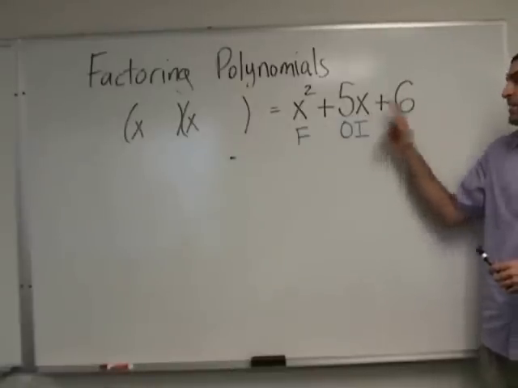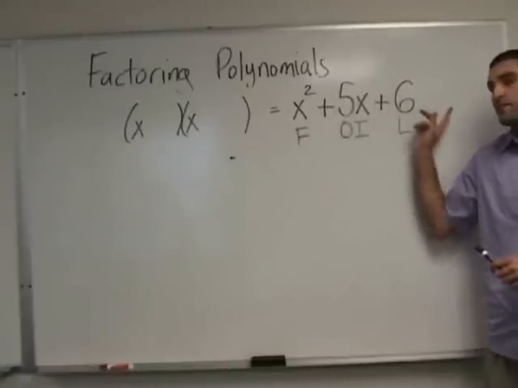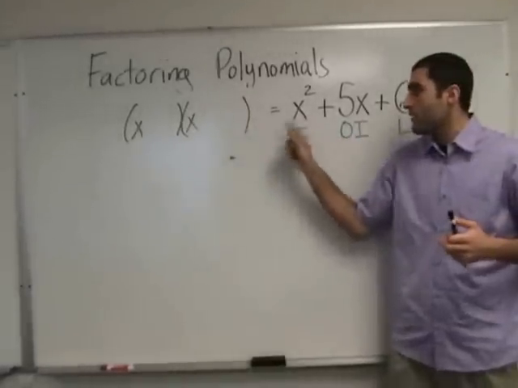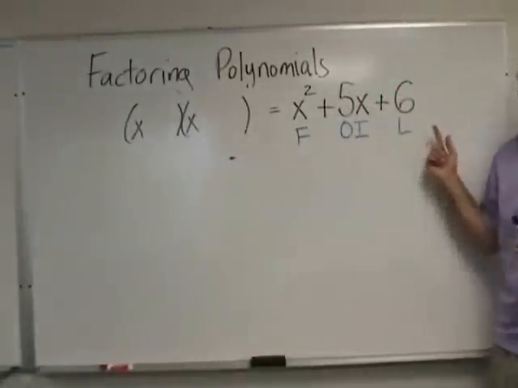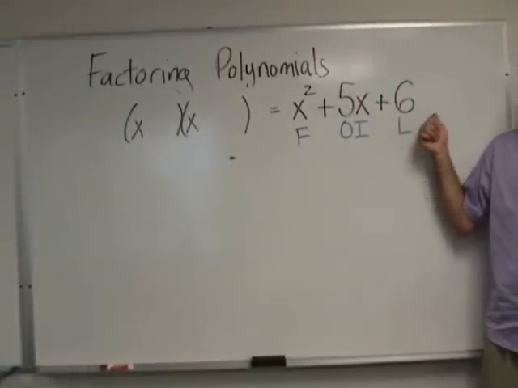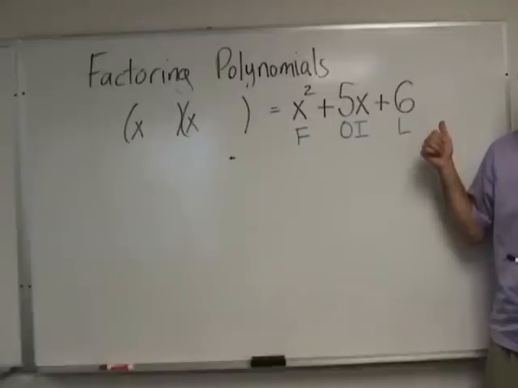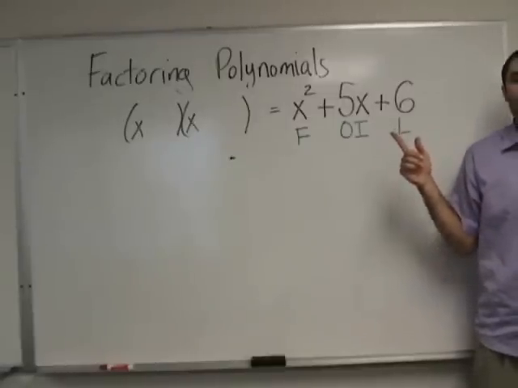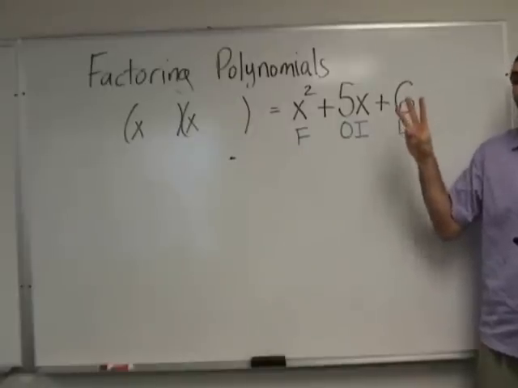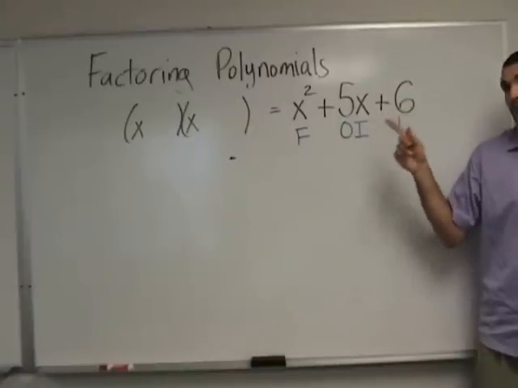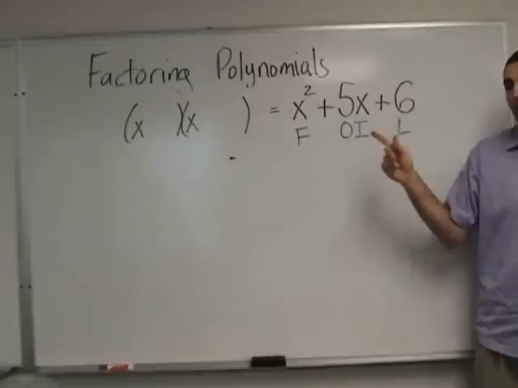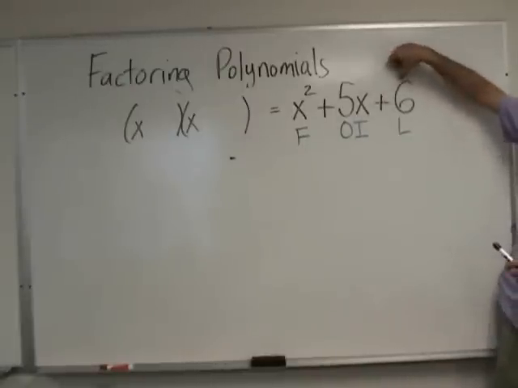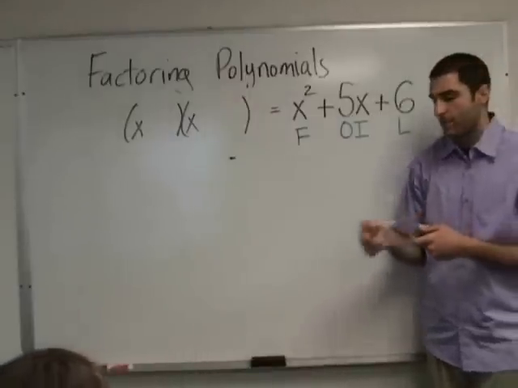6 is as sure as F is L. Because F is what times what equals x squared, and L is what times what equals 6. And O and I are going to add, I'm going to write that soon. So what times what equals 6? 2 times 3 or 3 times 2, 6 times 1 or 1 times 6. Keep that in the back of your mind. Think of all the numbers that multiply to 6, the factors.